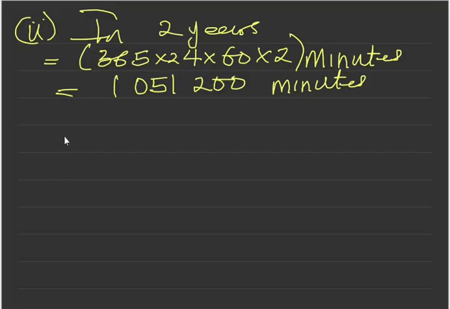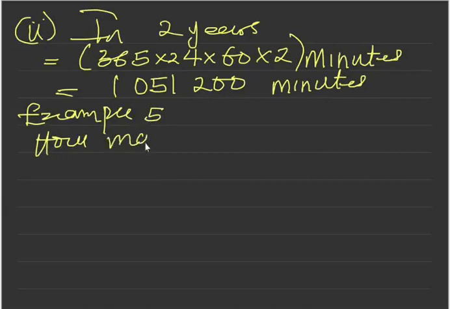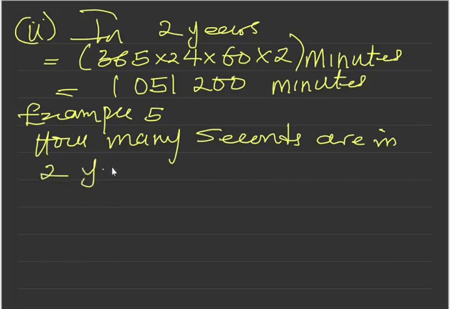So we can still have a reasonable example that can give us a large number. Let's have the next example, example 5. He said, how many seconds are in 2 years?